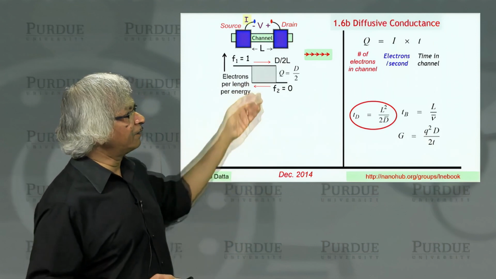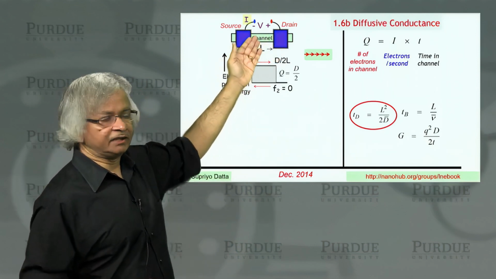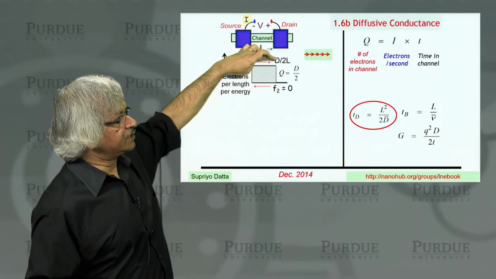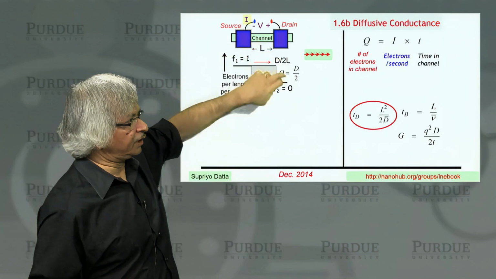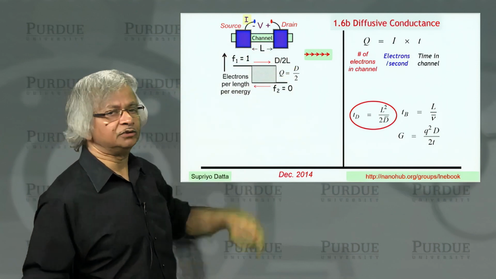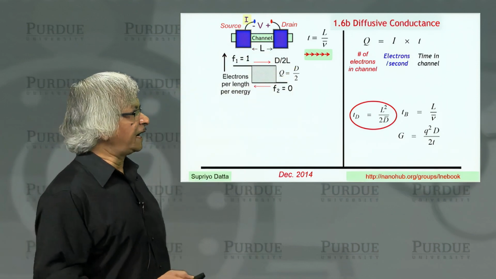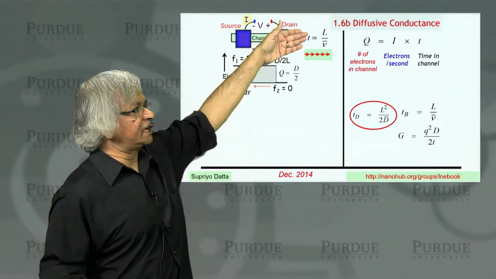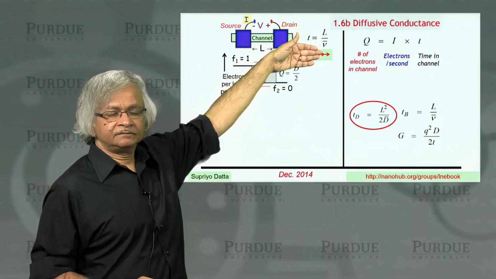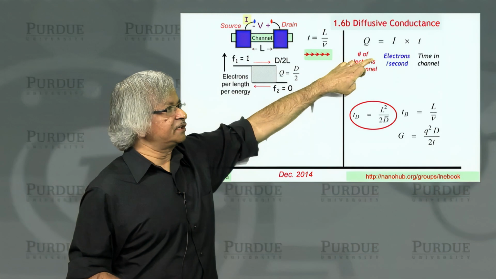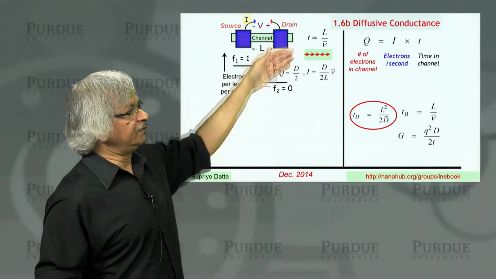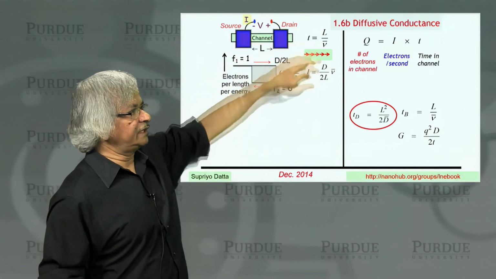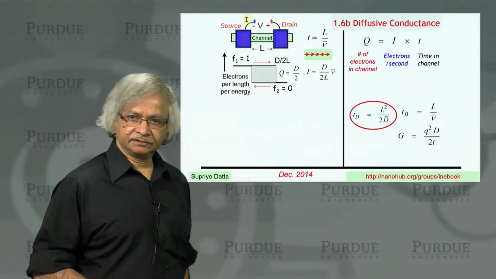So if you look at the number of electrons inside this channel, it would be this electron density times the length. That's the total number of electrons. So you'd write Q as D over 2. What about the time? Well, the time for ballistic transport is L over v. And what this expression tells you is, if you want current, you just take the Q and divide it by the T. And that's how you'd get an expression for the current.